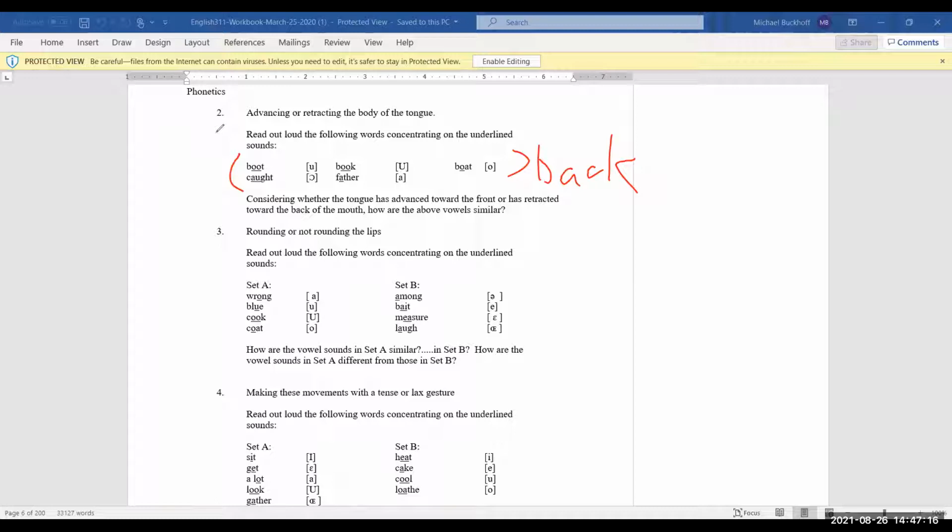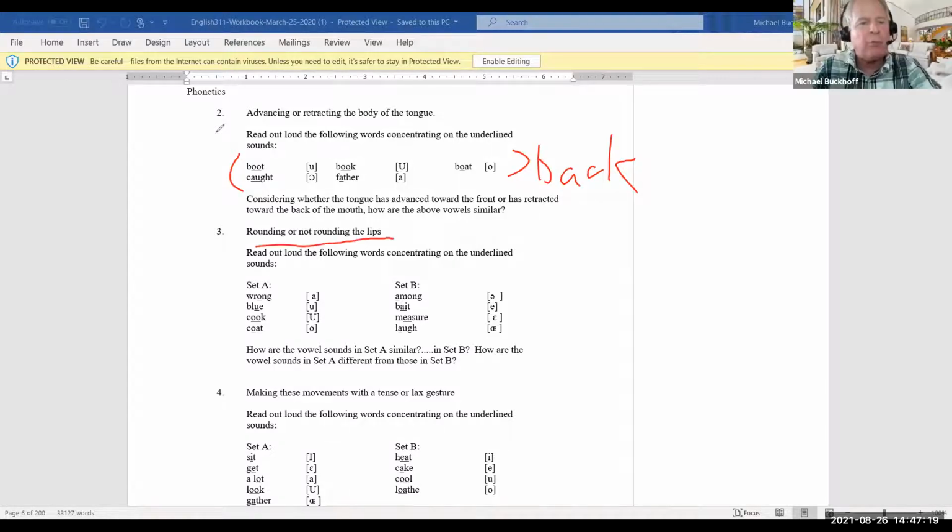Number three, the next characteristic, it's called rounding or not rounding the lips. That also seems to have a pretty big effect on vowel quality. So let's take a look at some examples in set A and also set B.